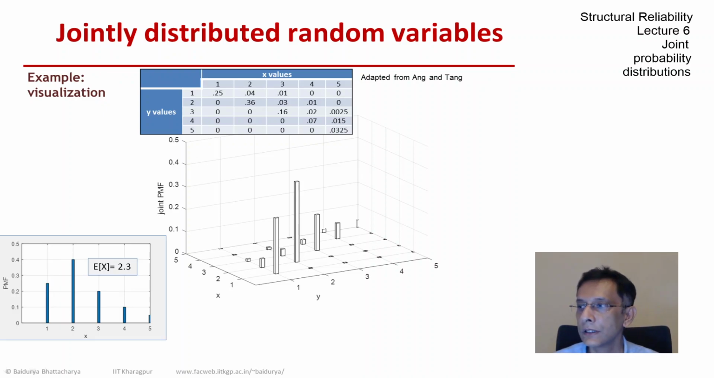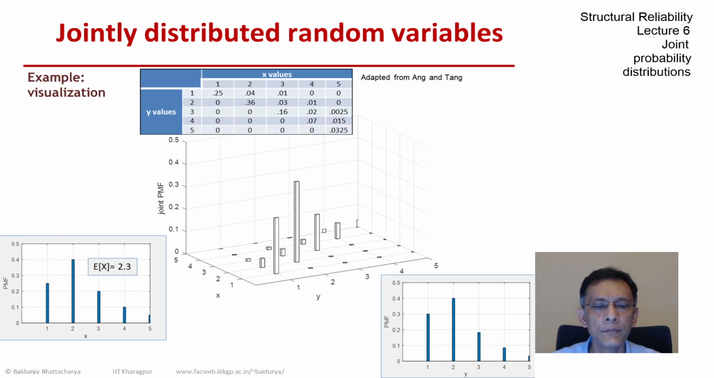This on the left, we obtain the probability mass function, which is basically just the discrete probabilities of x. Just make sure that they add up to 1. If you like, you can also find the mean value of x, the expected value, which in this case is 2.3. We could do the same thing for y and obtain the marginal mass function for the random variable y.